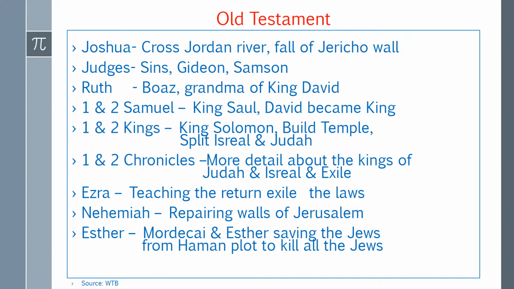But after King Solomon passed away, his son took over, and they did not follow God completely. In the end, the whole of Israel was split into two. The north belonged to Israel and the south belonged to Judah, and they had their various kings ruling over it. 1st and 2nd Chronicles talk in more detail about the kings of Judah and Israel, and finally lead to Israel being exiled into Assyria and Judah to Babylon.